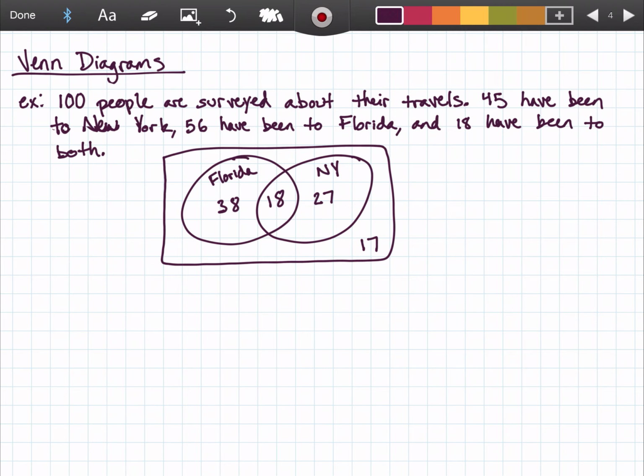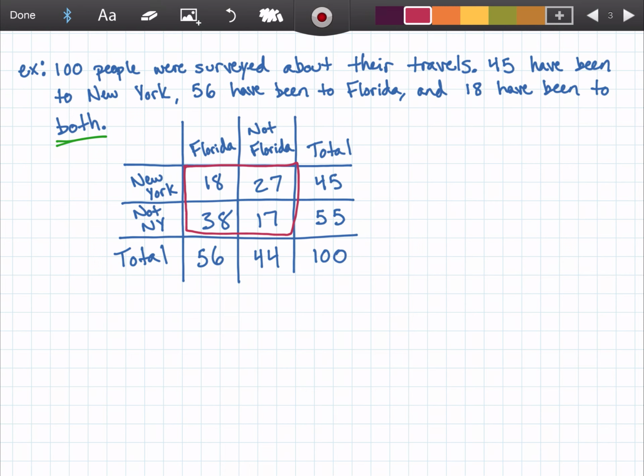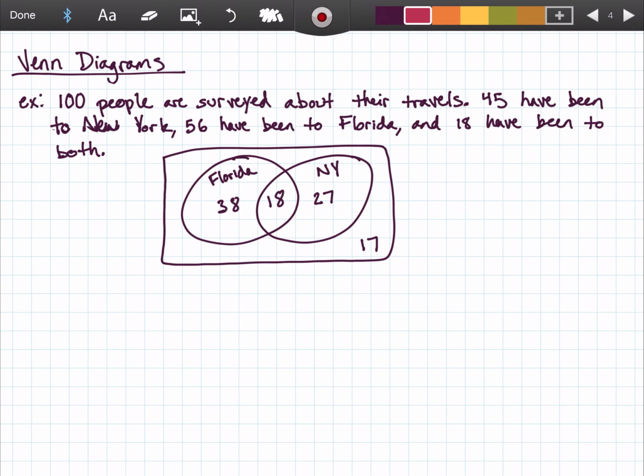And so what I want you to notice is, comparing this Venn diagram to this two-way table, we just place these numbers into the Venn diagram. So these are all the joint frequencies of the two-way table.